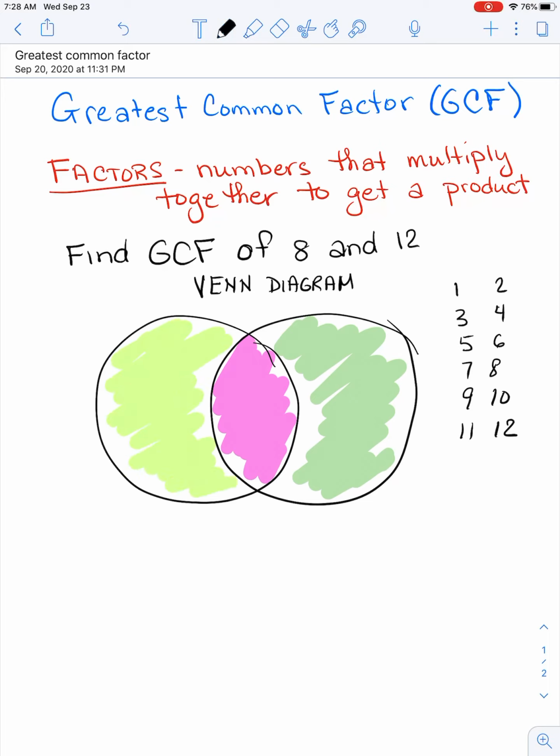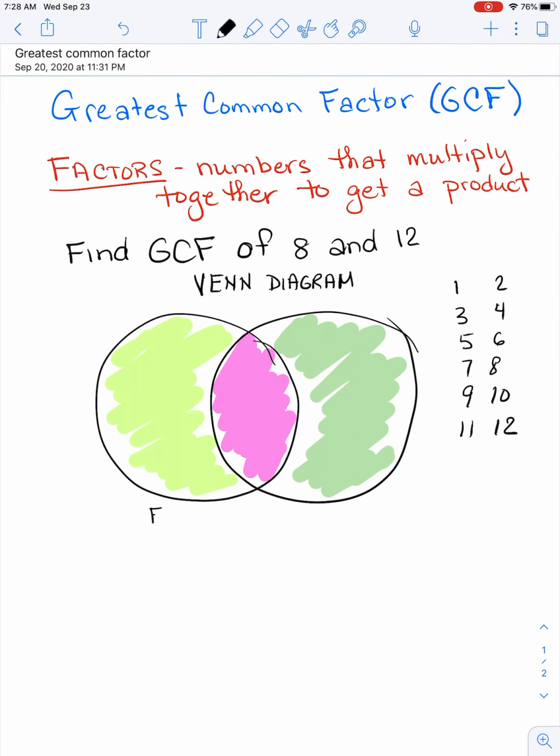Okay, so now this circle is going to be the factors of 8, and the darker circle to the right is going to be the factors of 12. And the pink section is their common factors. So I'm going to go one by one. Okay, let's look at the number 1. I have all the numbers listed to the right.